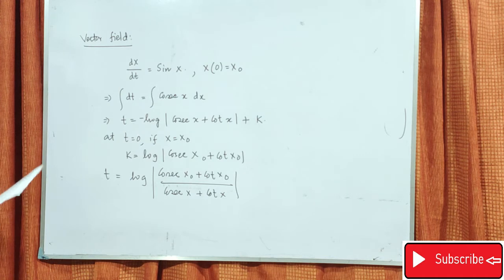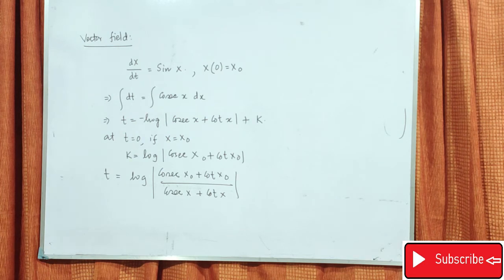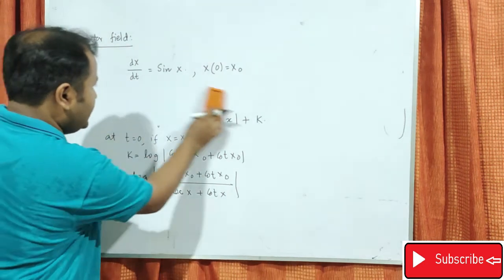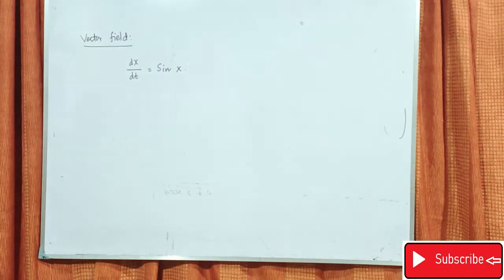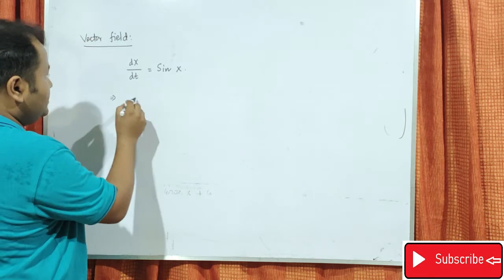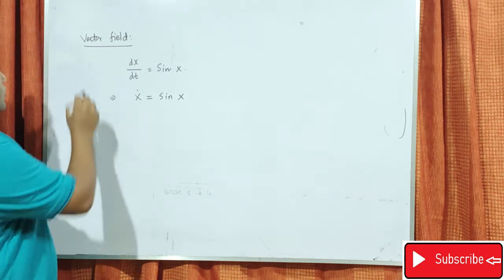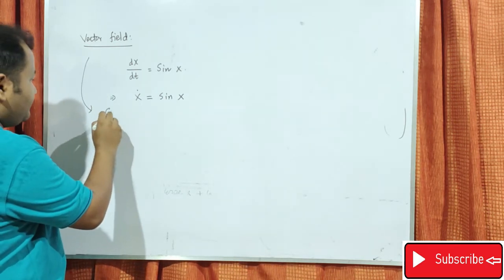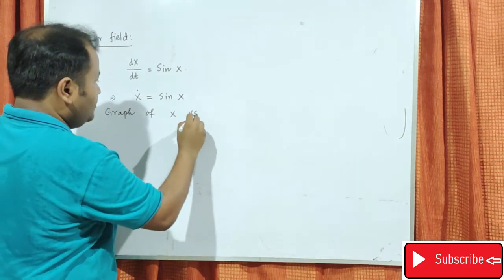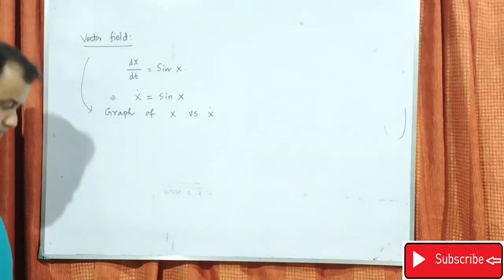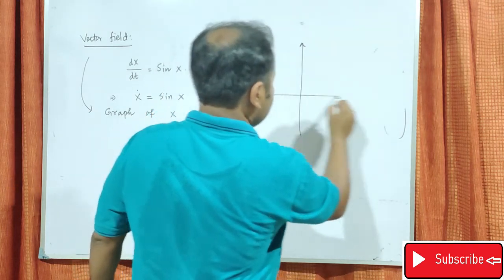Okay, so let me go to the vector field. What is the meaning of that? Suppose I want to draw the vector field of this one. This equation I can write as x dot equals sin x. So a vector field is a graph of x versus x dot. Let me draw this, because we all know sin x, so we can just draw it.